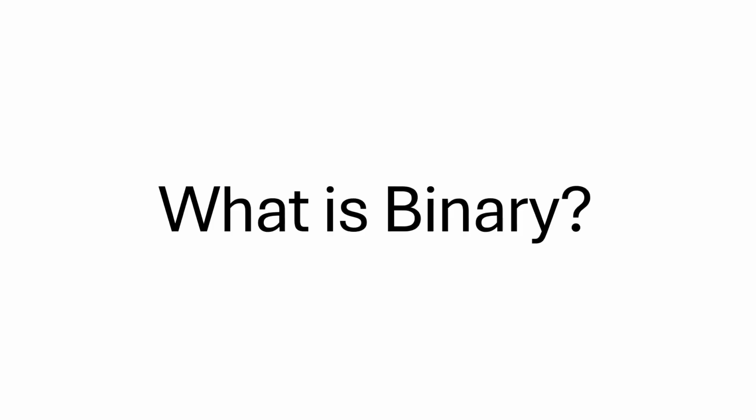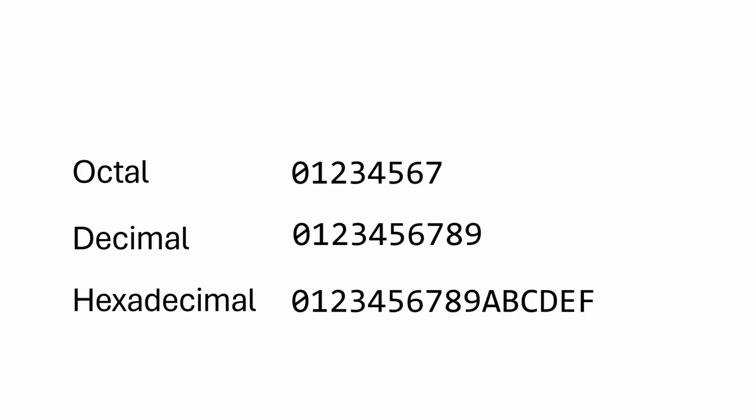So what is binary? Binary is a number system, just like decimal numbers, the numbers that we use every day, which are represented with the digits 0 to 9. There are other number systems that are used in computing, like octal, which uses only the digits 0 to 7, and hexadecimal, which has 16 digits, and uses the letters A to F for the extra ones. But we'll look at these in future videos. Binary, by comparison, has only two digits, 0 and 1.